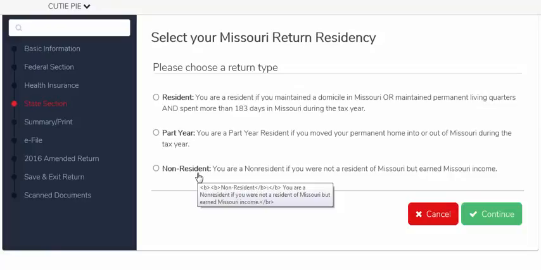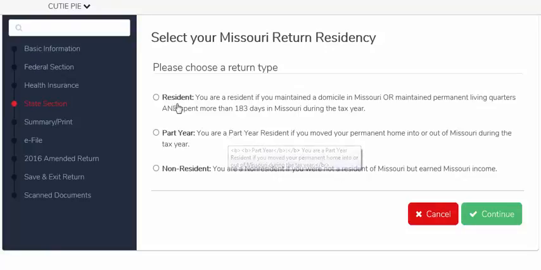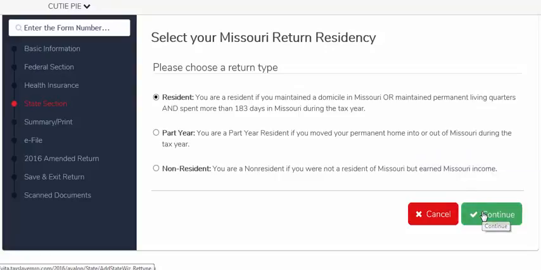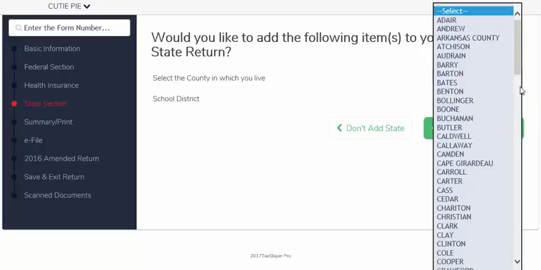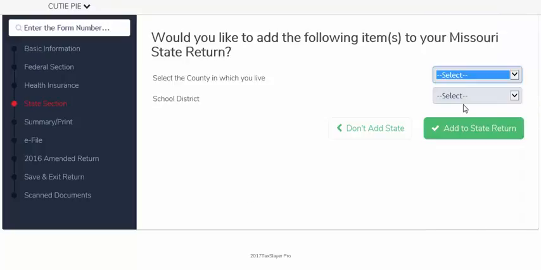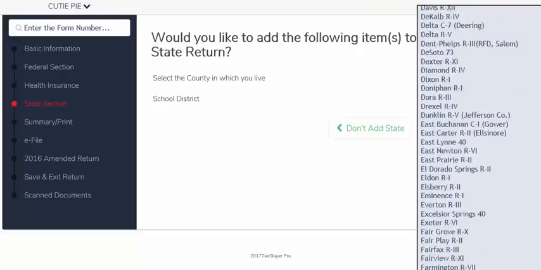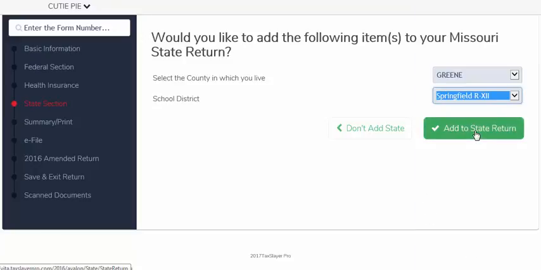If they are a non-resident, you'll click this because you want it to calculate correctly, but you'll stop here because non-residents for the year were not eligible for this credit. But if they were a resident or a part year resident, and our person we're going to assume was a resident for the full year, you're going to click the appropriate box and hit Continue. And then you're going to choose the county in which the person lives. Our taxpayer lives in Greene County and lives in the Springfield School District. There we go. And then we're going to add that to the state return.